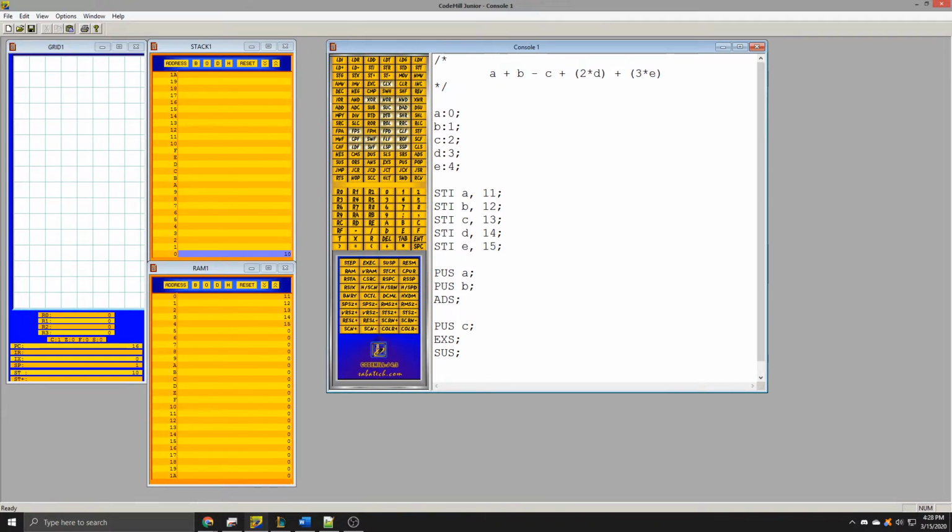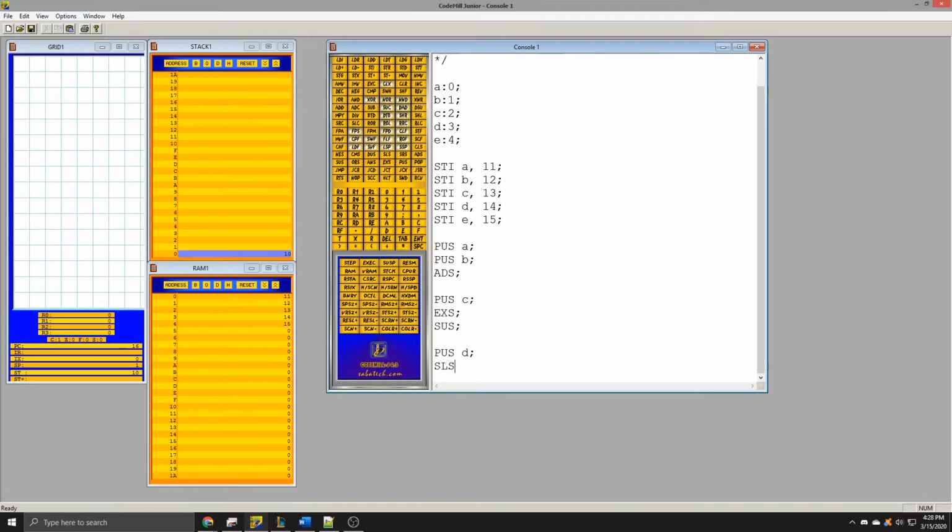So the next part I want to do is plus 2D. So first I'm going to push my D value, and I'm going to multiply it by 2. And there's two ways of multiplying it by 2. You could either duplicate it 2 times and just add it, or you could just shift it left by 1. So I'm going to shift it left by 1.